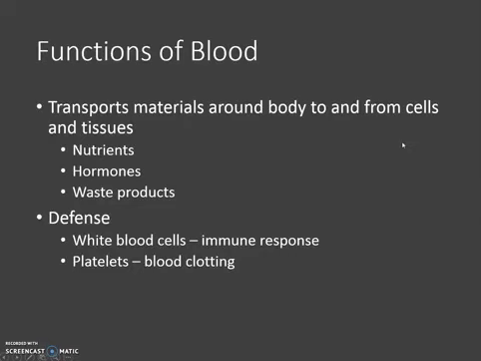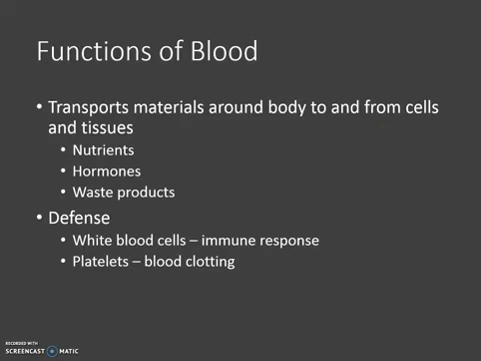The blood has several functions. One of the main functions is that it transports materials around the body to and from cells and tissues. So, for example, nutrients. When you ingest your food, your intestines absorb the nutrients such as the glucose and the proteins and the lipids, and those absorbed nutrients go into the bloodstream, and then inside the bloodstream the nutrients get delivered to all the different cells of the body so that they can function.